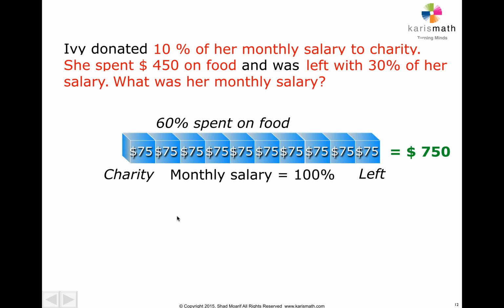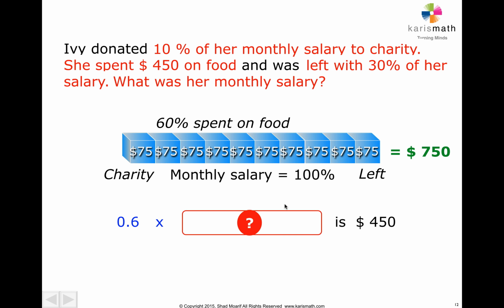Now you can work it out using fractions. But can you work it out making a mathematical sentence using the logic of percentage? So we know that 60% of a monthly salary is $450, and there's your sentence. 60% is 0.6, of is to multiply, is means equal to. This is unknown, and there we go.